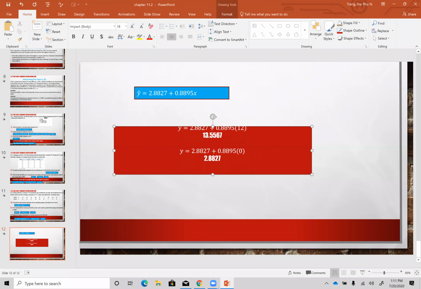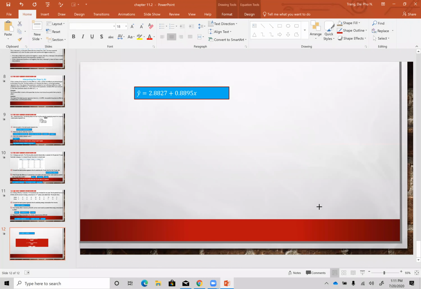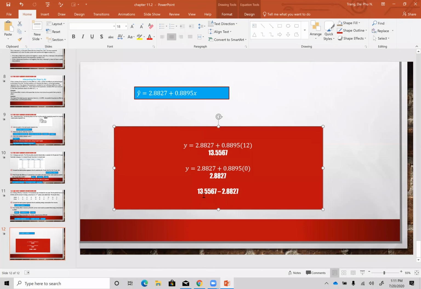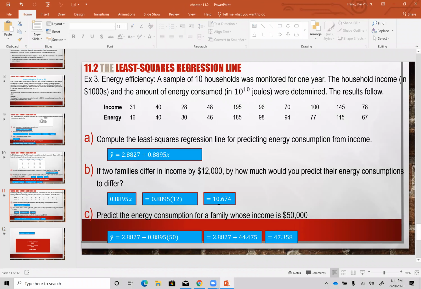Meaning in order for me to find the difference, I have to take 13.5567 minus 2.8827. Help me out, take those two numbers. 13.5567 minus 2.8827. If you type that in your calculator, do you see that the answer is 10.674? Yeah.